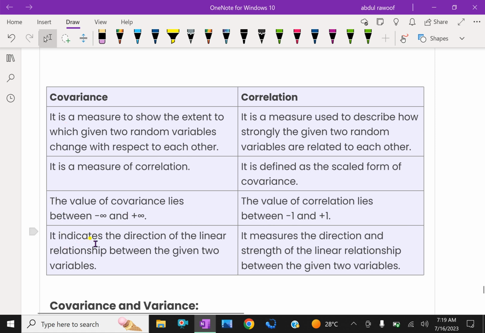Covariance indicates the direction of the linear relationship between the two variables. It shows the direction: positive means positive direction, negative means negative direction. Correlation measures the direction as well as the strength of the linear relationship between the two given variables.